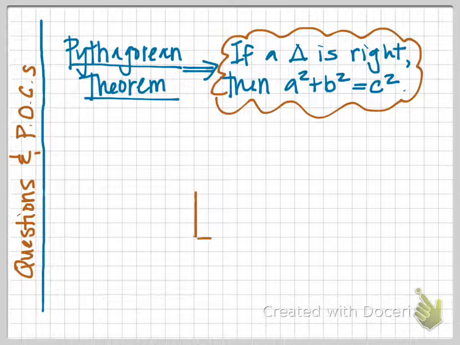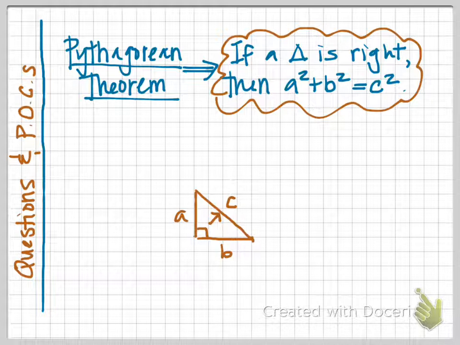So let's suppose I've got a right triangle. Side C is the longest side of the right triangle. It is always across from the right angle. This side is also called the hypotenuse. A and B are the two legs. Generally, A is the shorter of the two legs and B is the longer of the two legs. The two legs meet to make the right angle.